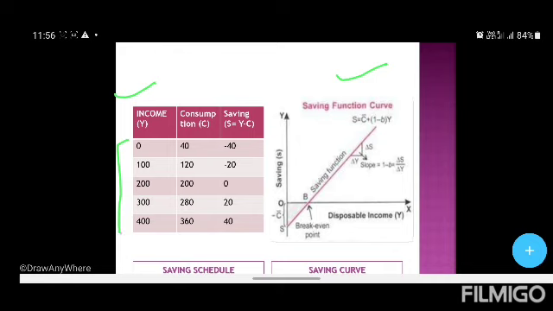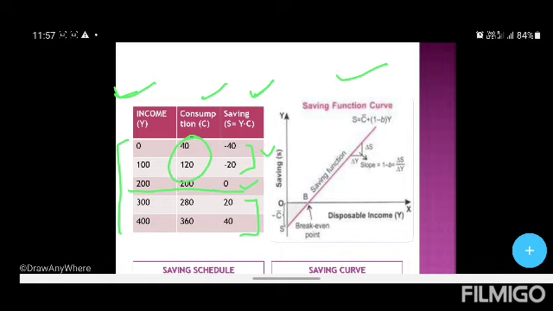Here we have the income and the consumption. As income is increasing, consumption is also increasing. But here we have saving, which is first negative, then 0, and then it is positive. Why? Because as far as the consumption is more than the income, saving is negative. Because to fulfill the basic needs, we have past savings. So we utilize the savings to fulfill the part of consumption which is not supported by the income.